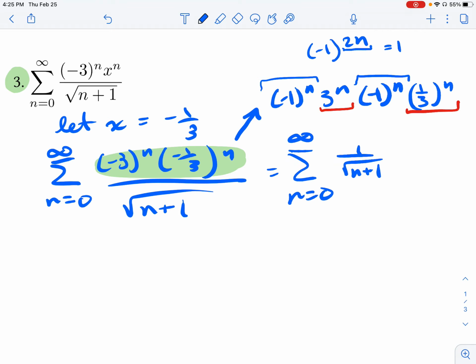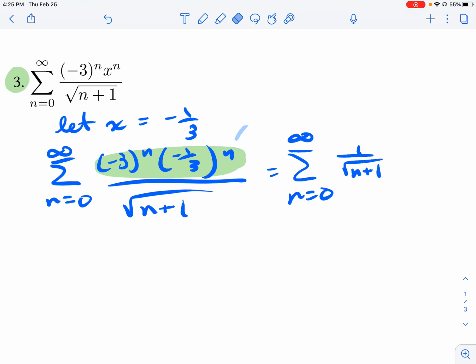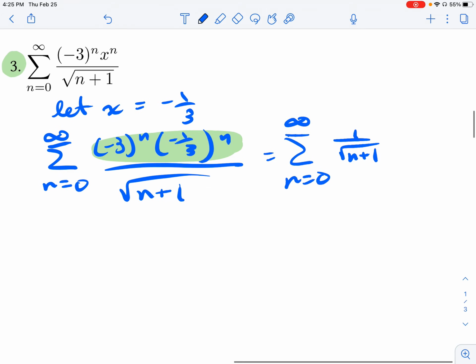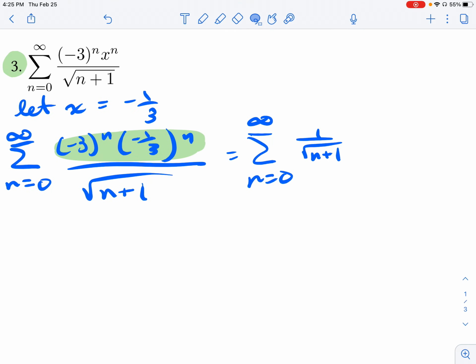Now, we can't just jump straight to doing the p-series test with this just yet, but what we can do is compare it to a series that we know either converges or diverges pretty easily. So I'm going to write this, and let me just clear this out so we don't get too distracted here. We're going to compare this to the following series.